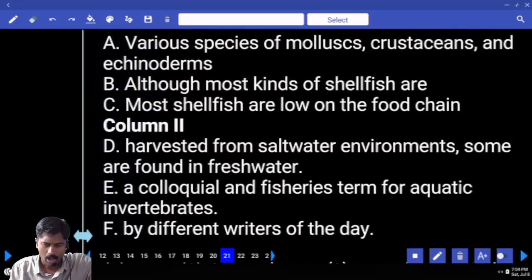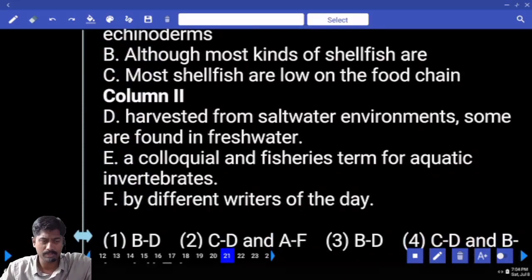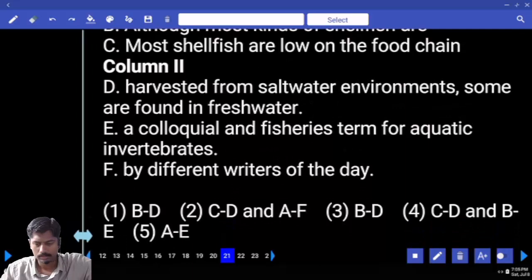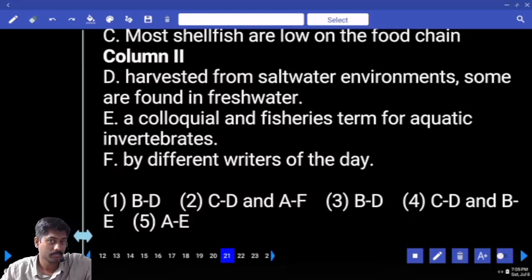Let me read B. Although most kinds of shellfish are harvested from salt water environment, some are found in fresh water. Can I pair B, D? BD options 1 or 3, tell me. 1 or 3. Which one will you take?